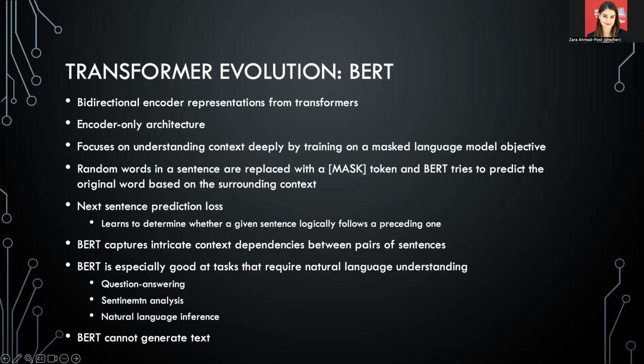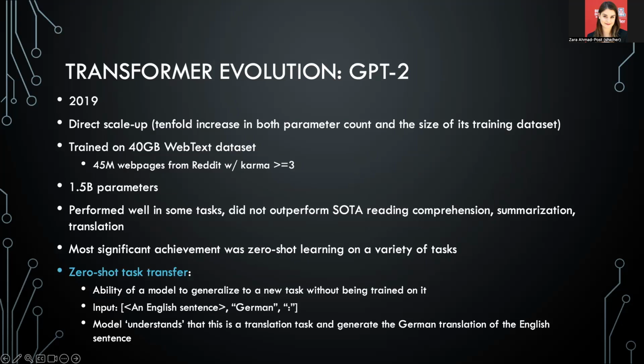If you want more context about that, you can feel free to read through the slides. Then we have GPT-2 in 2019. Basically, the difference between GPT-1 and GPT-2 is just an order of magnitude more data. In this case, they trained on about 45 million web pages from Reddit that had karma greater than 3.